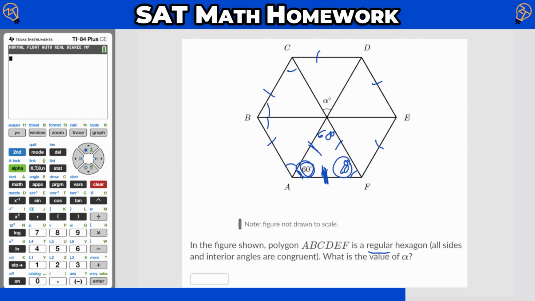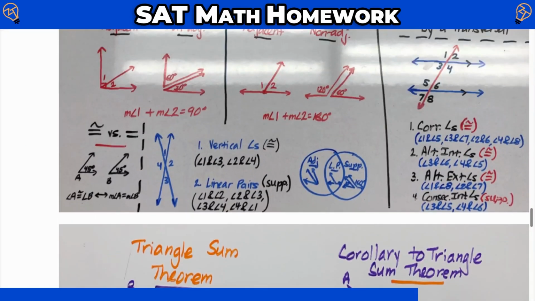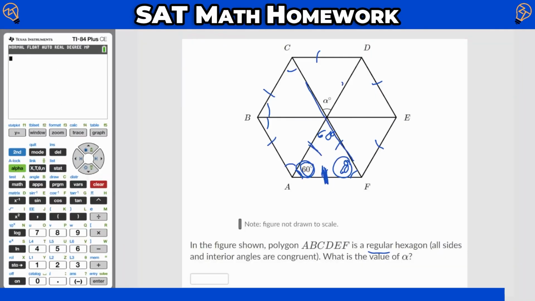And then we have an important concept of vertical angles versus linear pairs. So when you have 2 lines intersecting, the angles that are essentially across from each other, either vertically or horizontally, are called vertical angles. And the conclusion is that they're congruent to each other. So in this setup here, these angles are congruent to each other, which makes alpha 60.